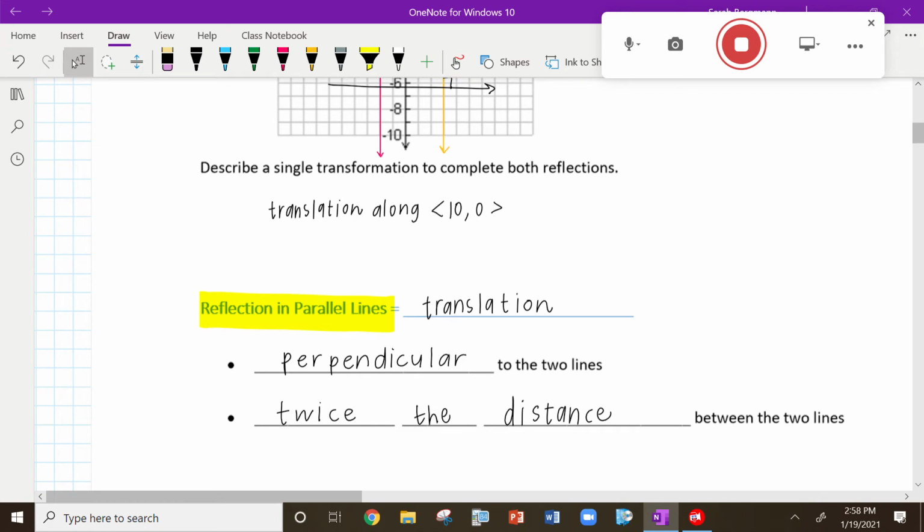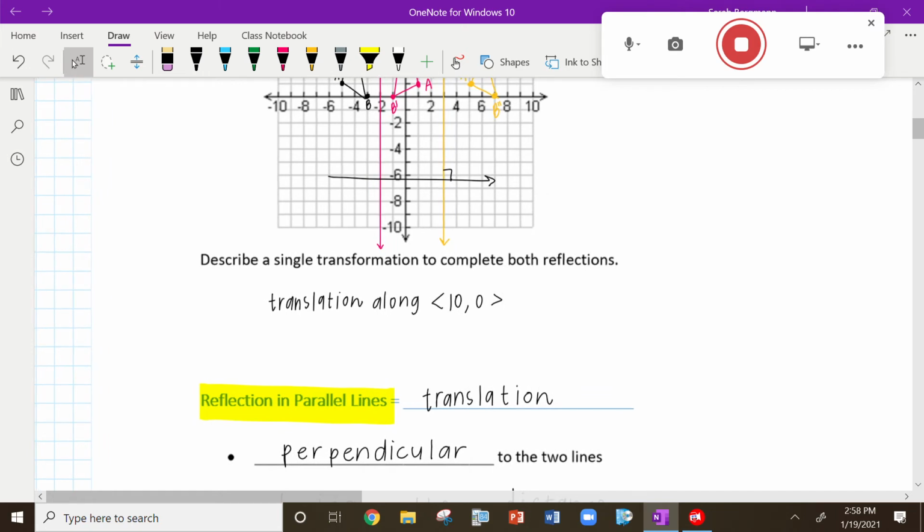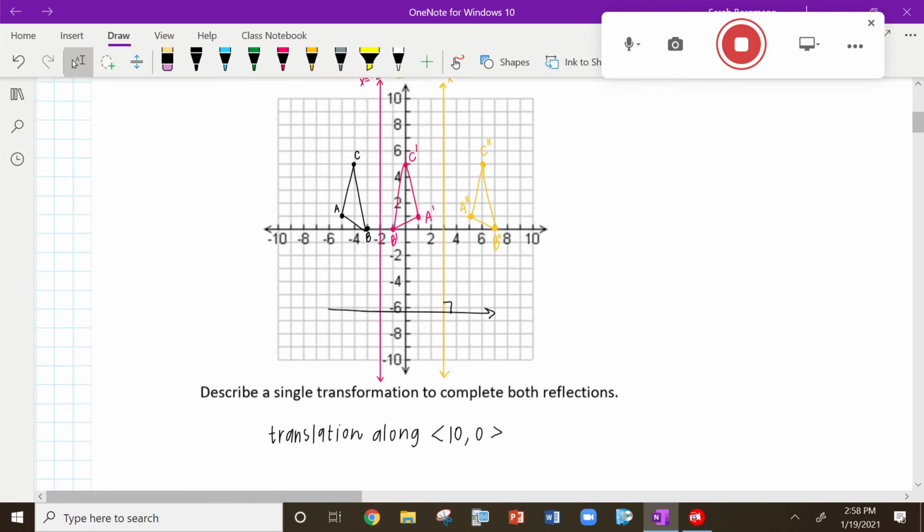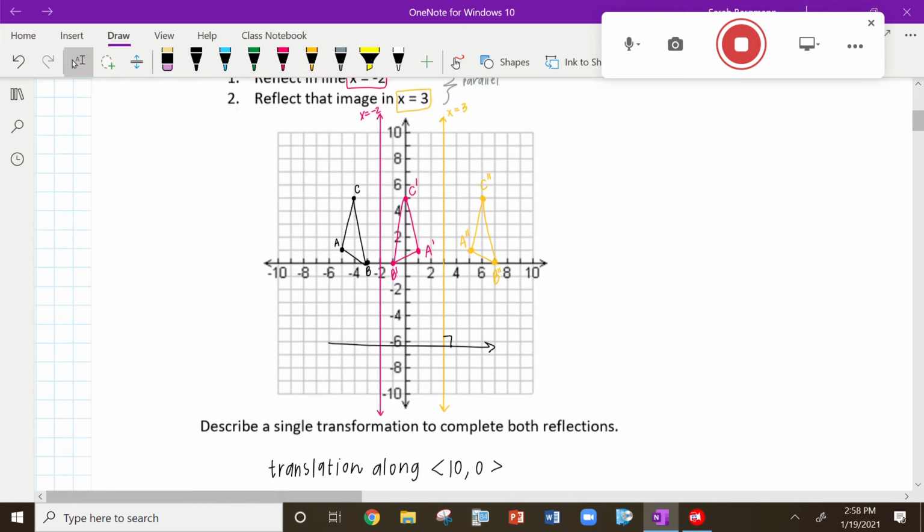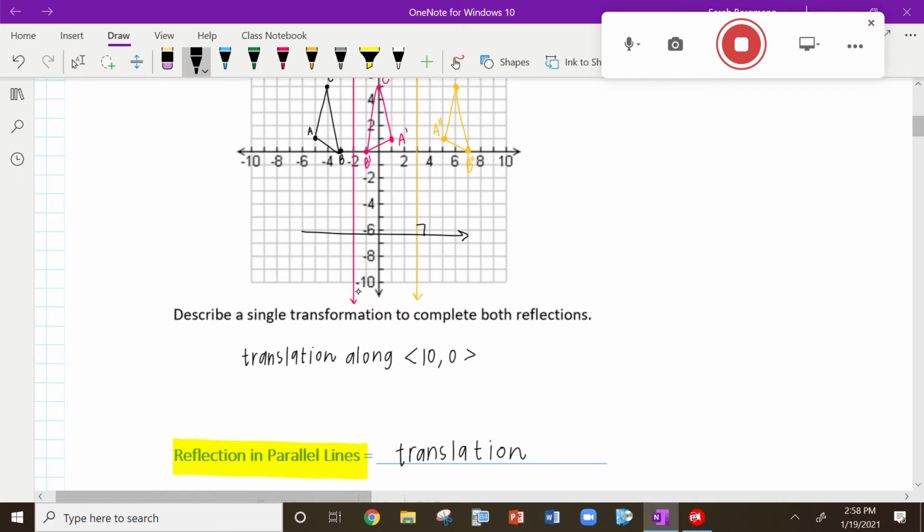The distance that we have to travel is always twice the distance between the two lines. So I want you to notice here that the distance between the line x equals -2 and the line x equals 3 is a distance of 5 units. And if we multiply that by 2, we get 10. So I knew that I had to go 10 units, and I knew that I had to go perpendicular to the parallel lines, so that would be horizontally.